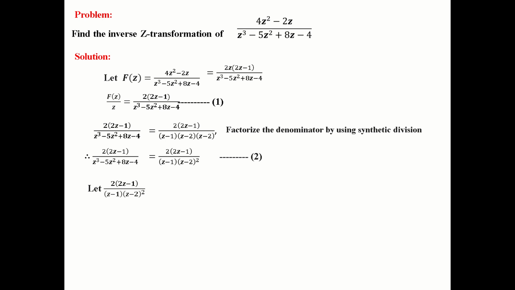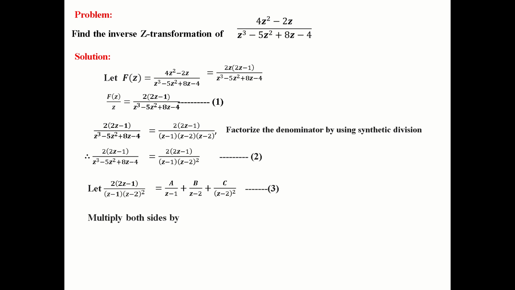So let 2(2z − 1)/((z − 1)(z − 2)²) equal A/(z − 1) + B/(z − 2), because you have (z − 2) the whole square, so you have to take it separately. That is the partial fraction method. Plus C/(z − 2)², that is equation number 3. Now we need to find the values of A, B, C.